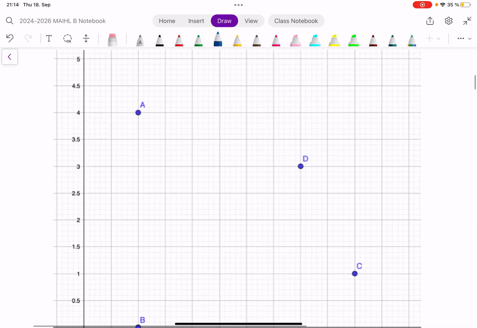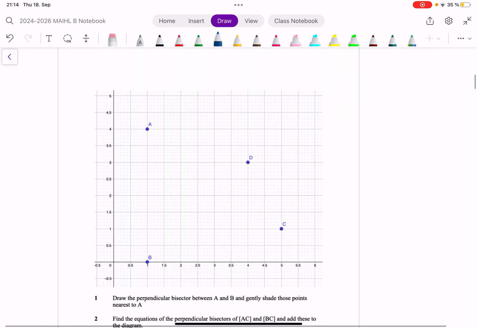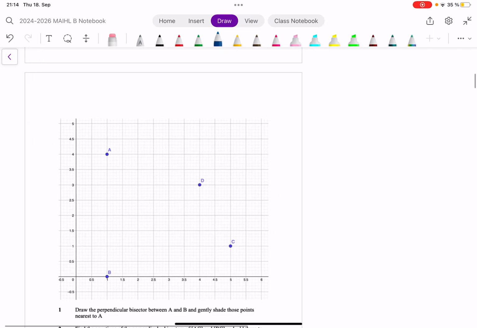Right, and so we're going to do it over here. On the next page, it has these points. A is 1, 4. B, just for reference, is 1, 0. C is 5, 1. And D is 4, 3.